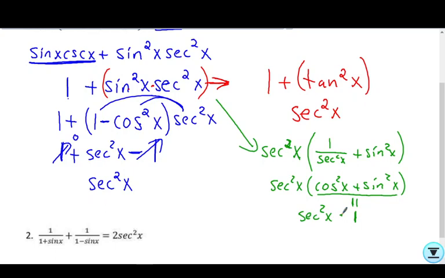So there's a bunch of different ways of doing this problem. Again, as long as you show all your steps, it doesn't matter which way you do it. Now, the second problem.